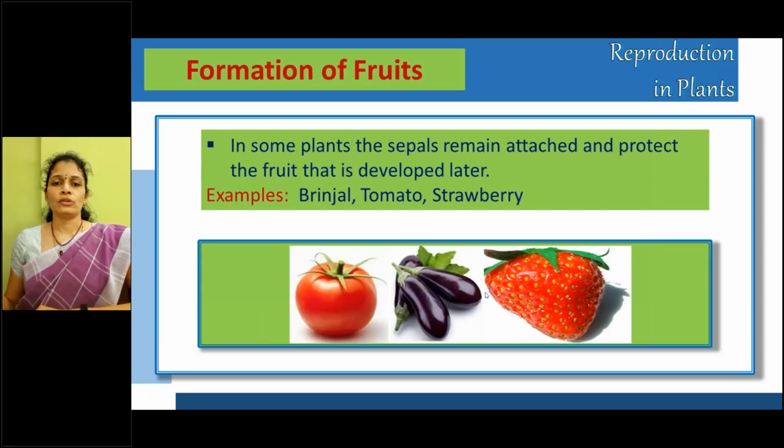Now, as I told you, in some plants the sepals remain attached and protect the fruit that is developed later. In this type of plants, the sepals will be attached to the ovary itself and they will not fall off. They remain attached and protect the fruit which is developed later. Now let us see how the fruit is developed from the ovary.